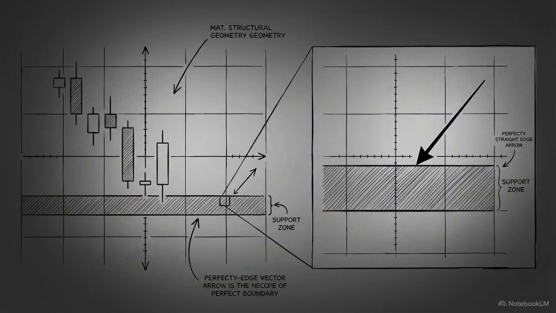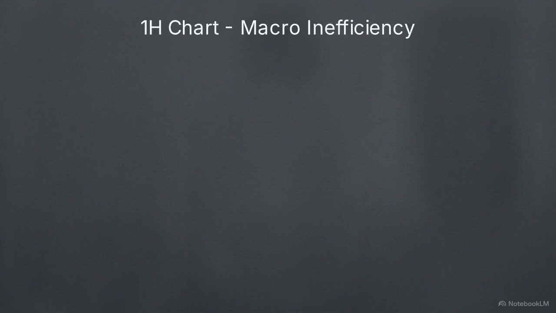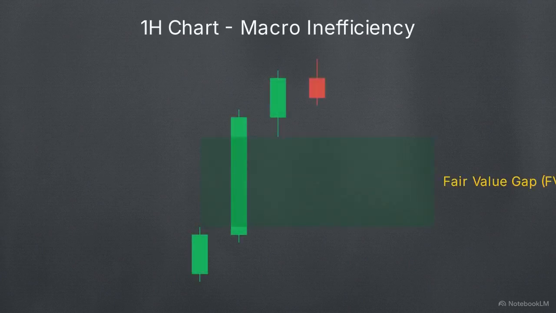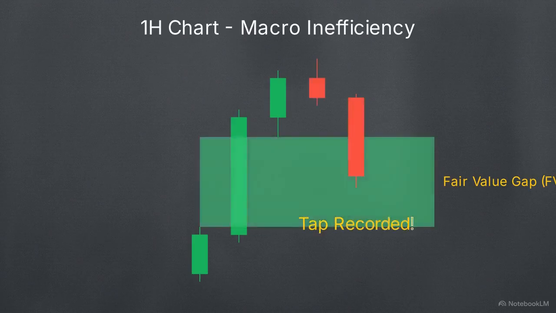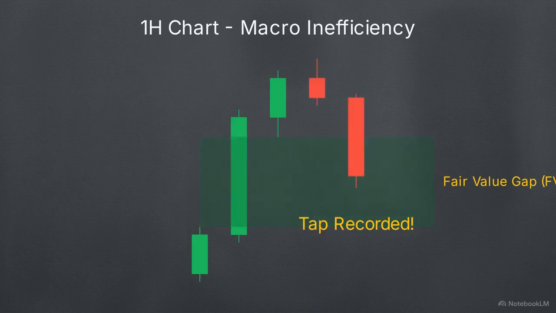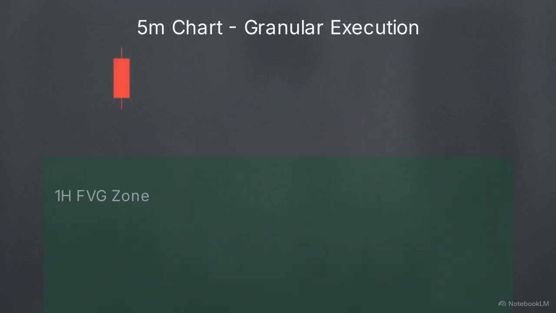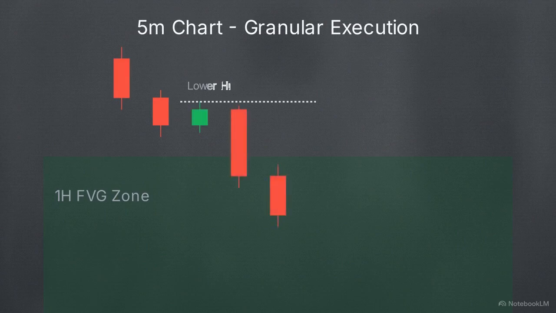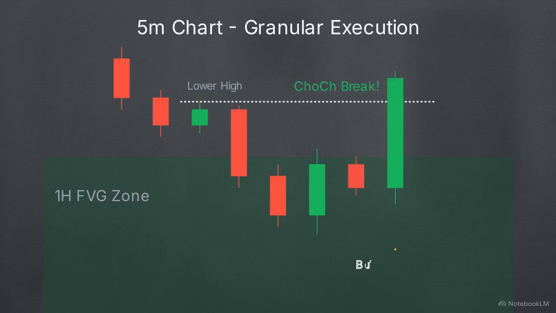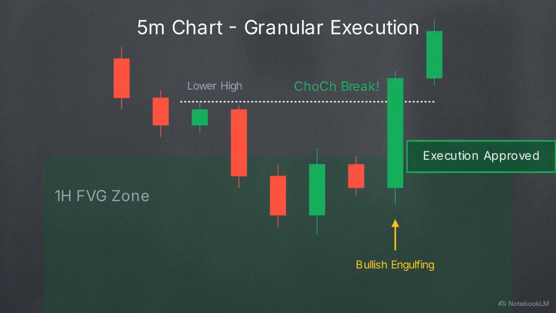Fractal confluence, the tap-and-go model, is the method for executing trades with institutional precision. Step 1 is locating a macro inefficiency, such as an FVG, on a high time frame like the 1-hour chart. Step 2 requires waiting for the price to physically tap this high time frame zone. Step 3 occurs the moment the tap is recorded. Drop down to the lower time frame to observe the granular price action. Wait for a micro change of character or an engulfing footprint to confirm institutional defense of the zone.